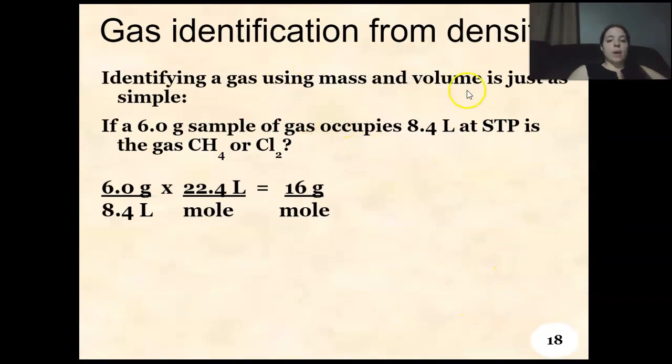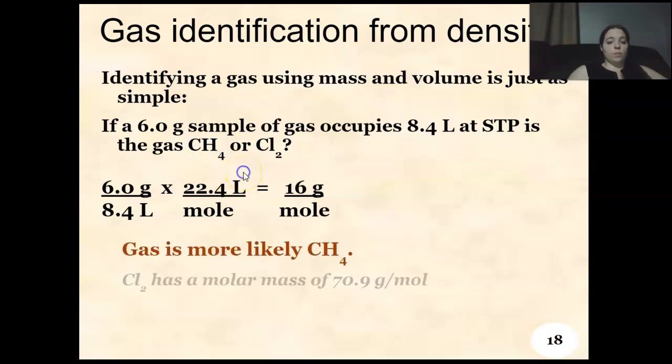So identifying the gas using the mass and volume is just as simple. If a 6 gram sample of gas occupies 8.4 liters, 6 divided by 8.4 gives you your density. Is the gas methane or chlorine? So I have my density, times it by 22.4, get rid of those liters to get my gram formula mass, I get 16 grams. Okay, which one of these is 16 grams? It is methane. Methane because it's got a gram formula mass of 16 grams per mole. Chlorine has 70.9 grams per mole.